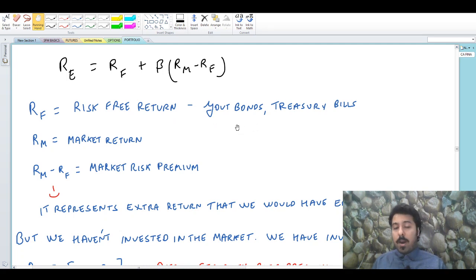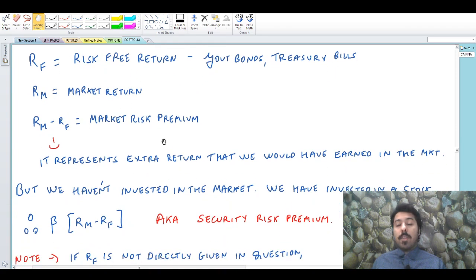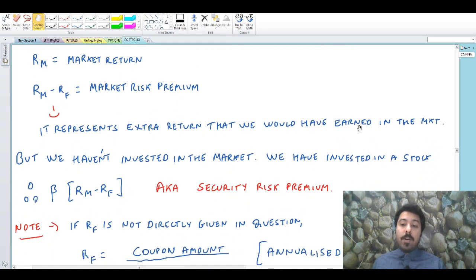Like for example, Rf is 6%. That means no matter what happens, you will earn 6%. Government is not going to run away with your money. You'll get 6%. But since you invest in the market, you have a risk. That is why you charge a premium. That is why your expectancy is high. That's what we're doing. I'll explain. See, Rm refers to market return. Rm minus Rf is market risk premium. It represents extra return that we would have earned in the market, but we haven't invested in the market. We have invested in the stock. Therefore, beta into Rm minus Rf, this is known as security risk premium.